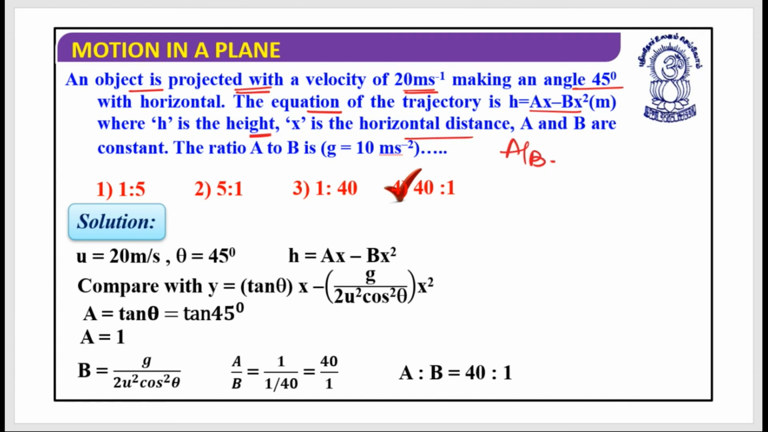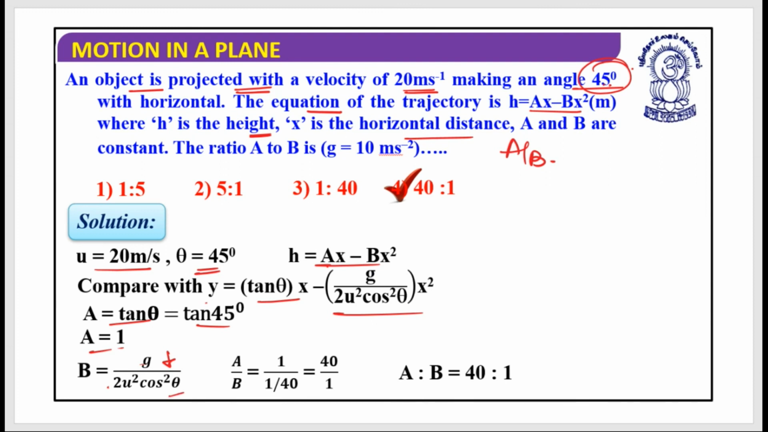Yes. So how can you do this? The data given is the initial velocity u, which is 20 meter per second, the angle is 45 degrees, and h equals ax minus bx square. If I write down the equation of trajectory, then it would be y equals x tan theta minus half into g x square by u square cos square theta. Let's compare it with a and b. Tan theta equals a. Now theta is given as 45, so a equals 1, and the value of b is g by 2u square cos square theta.